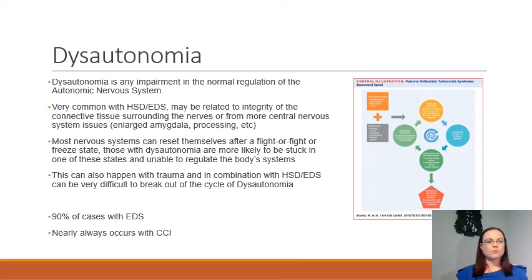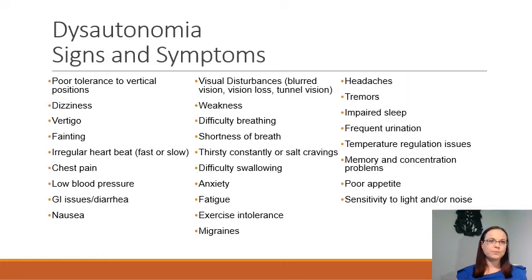Dysautonomia is reported in about 90% of cases with EDS, so it's very prevalent, and it's nearly always occurring with cranial cervical instability. So again, it could be something that's just a comorbidity that pops up at the same time, but it could also be this compression that's happening of the vagus nerve because of rotation of the C1 that's causing some neurovascular compression as well.